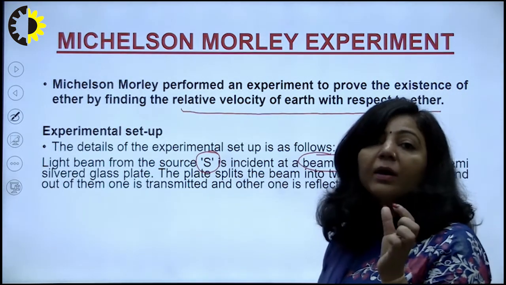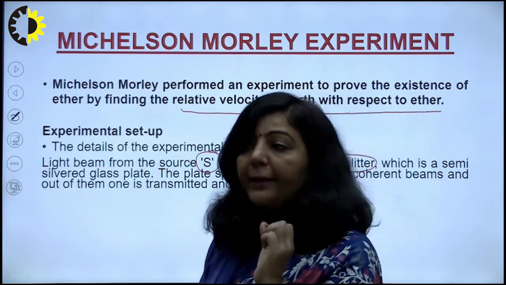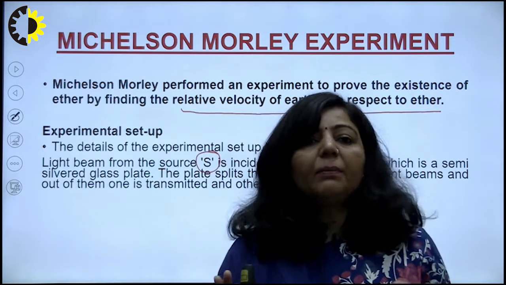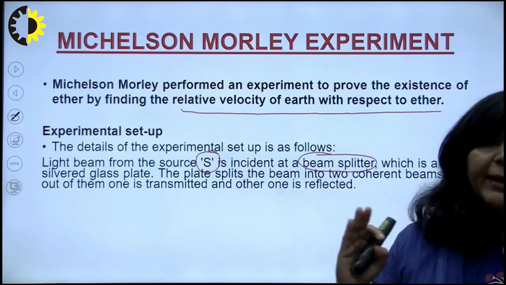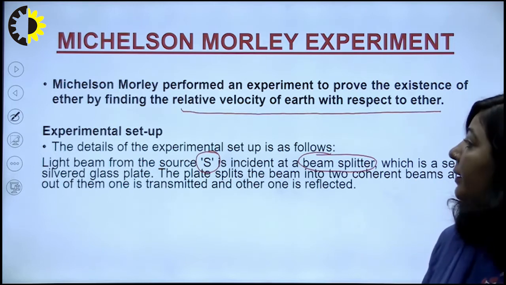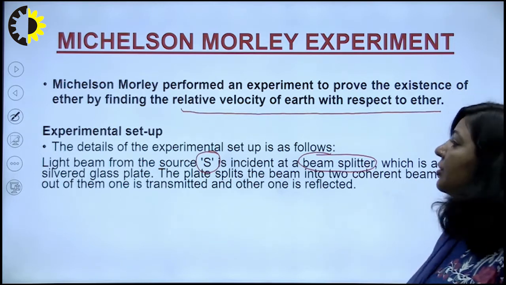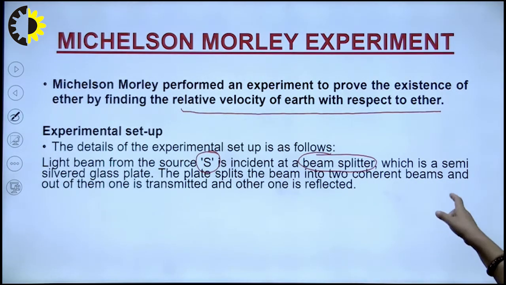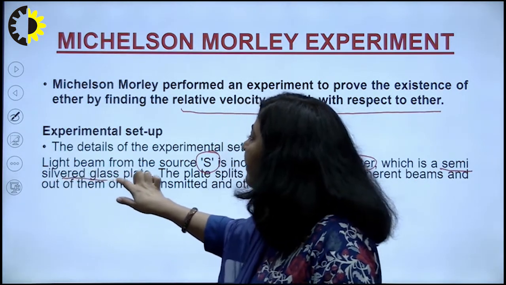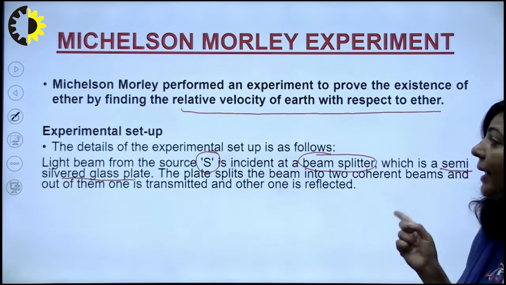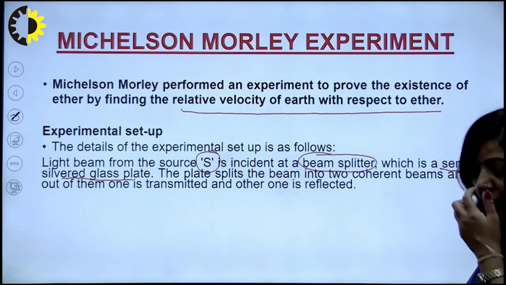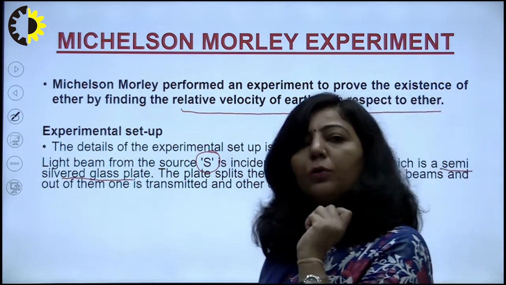So you have a monochromatic source of light and then you have a glass plate which is semi-silvered. Semi-silvered means some part of the light will pass through that plate and some will be reflected. So that will act as a beam splitter there. What is the beam splitter here? That is a semi-silvered glass plate, right? This glass plate will split the light into two coherent rays. Why am I saying that you are going to get two coherent rays?